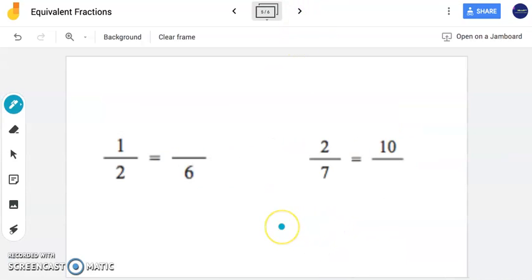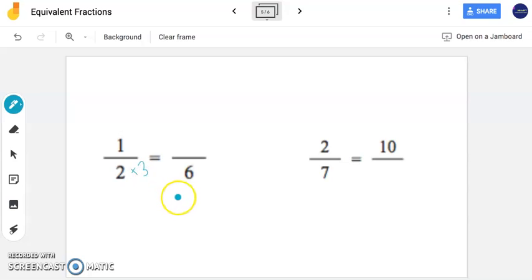Now, my last method that you might find useful as well for today is to look at what the fraction is given to you. So we have 1/2 equals something, but we know that something is going to have a denominator of 6. So what we're going to do is look at what was given to us. If I see that we have 2 times something gave me 6, well, 2 times 3 is 6.